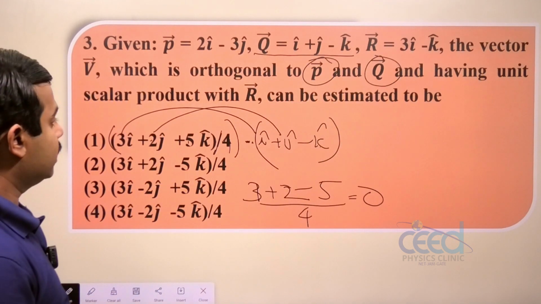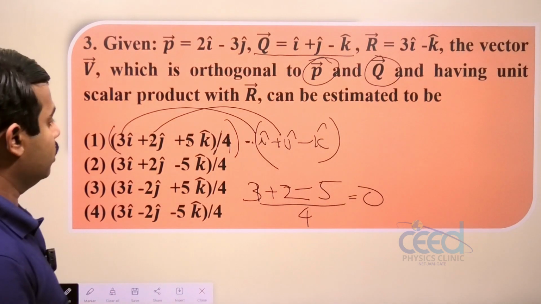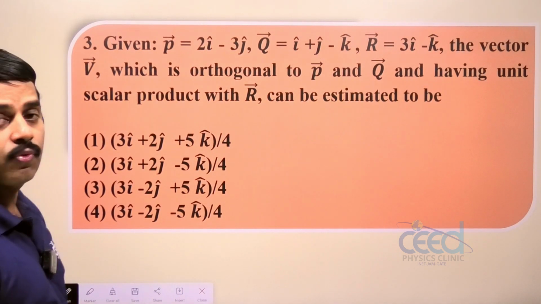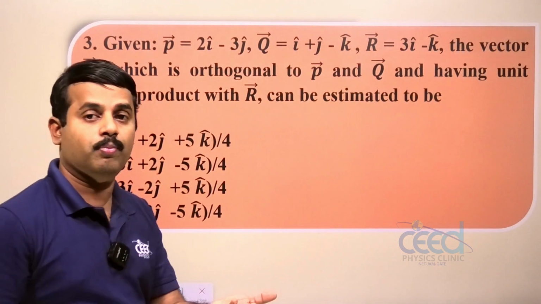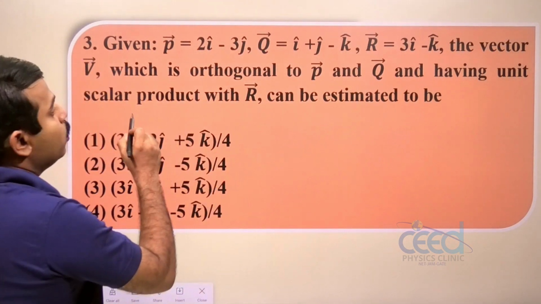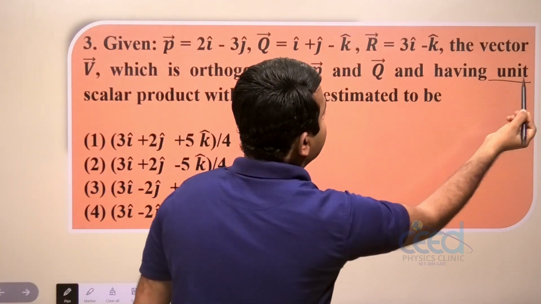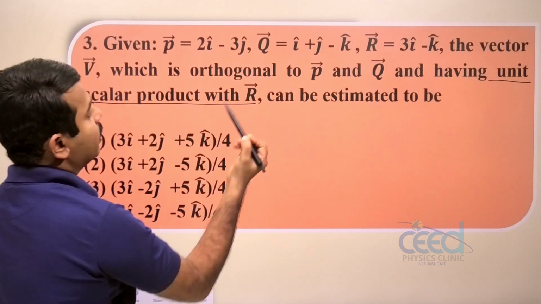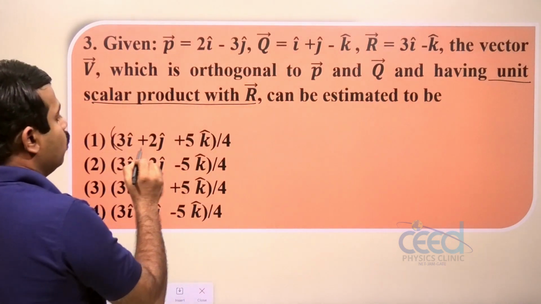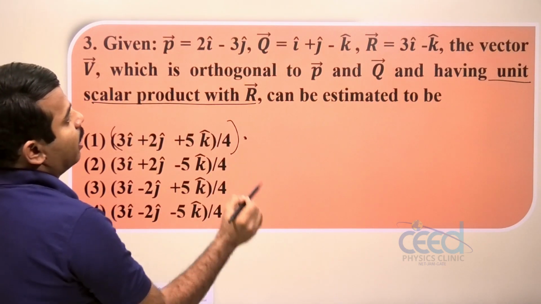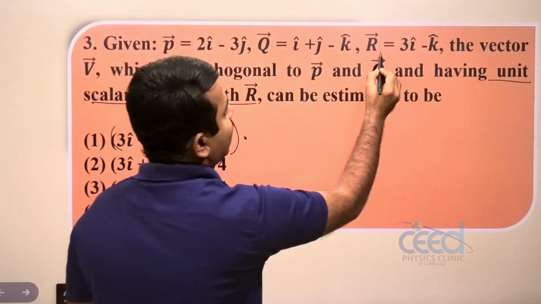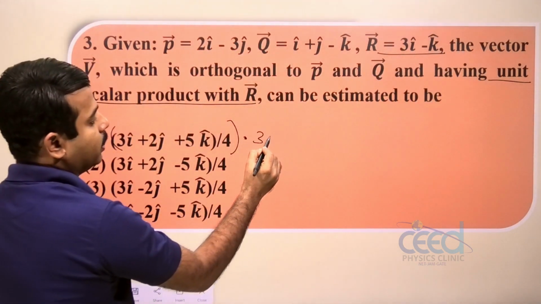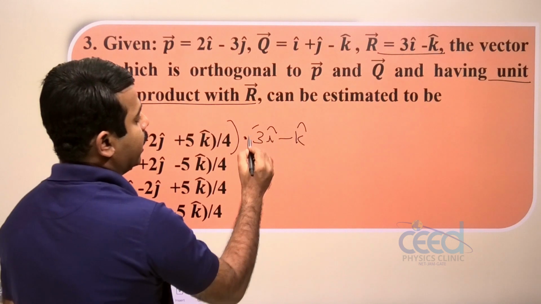Now let us check whether the third condition is satisfied or not, right. If it is not satisfied, we will go to another option. It produces unit scalar product with R. Scalar product means dot product, okay. What is R? R is 3 I cap minus k cap.